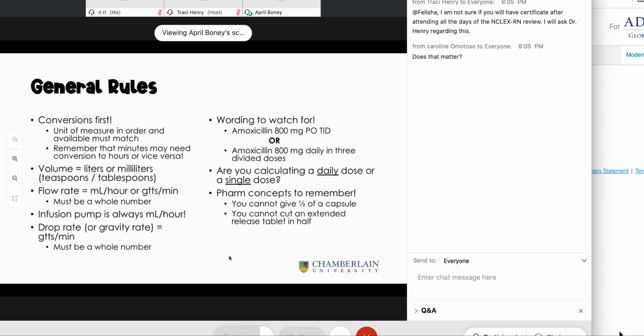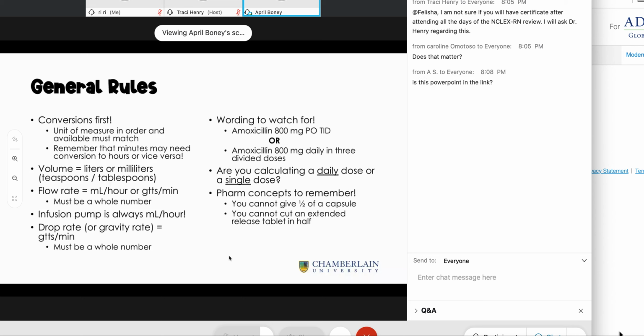Okay, let's talk about some general rules. You're always going to have to do your conversion first, right? We're going to practice in just a little bit, but if what your provider orders and what is delivered from your pharmacy is not in the same unit of measure, whether that's volume or micrograms, grams, milliunits, milligrams, whatever, they have to be the same or you can't work with them. So you're always going to have to do your conversion first. Your provider order and what's available from your pharmacy is going to have to match in units of measure.